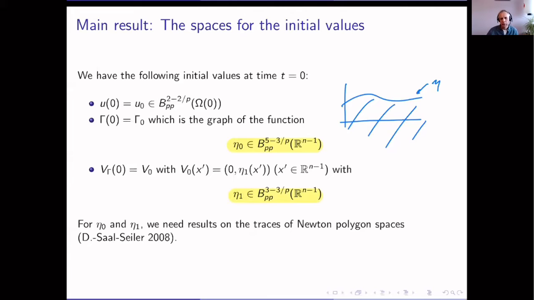We know the space for eta, at least the space we want to prove, and then we have to take these functions at time t equals 0. So we need results on the trace of Newton polygon spaces. Eta belongs to some Newton polygon space, and then we have to know what happens at t equals 0. But these results are available due to a paper with Jürgen Saal and Jörg Seiler. So this is known, and the result tells us that these Besov spaces are the appropriate initial values for the initial domain and for the initial velocity. Okay.